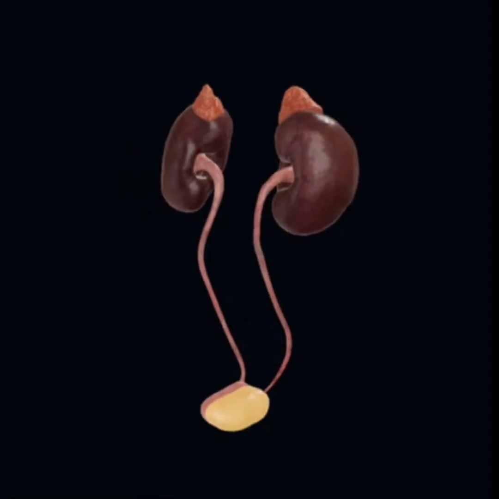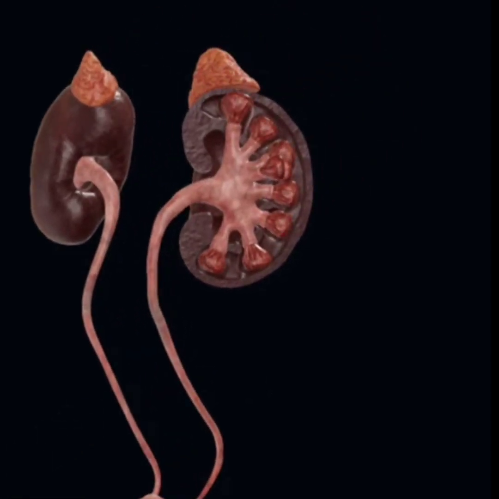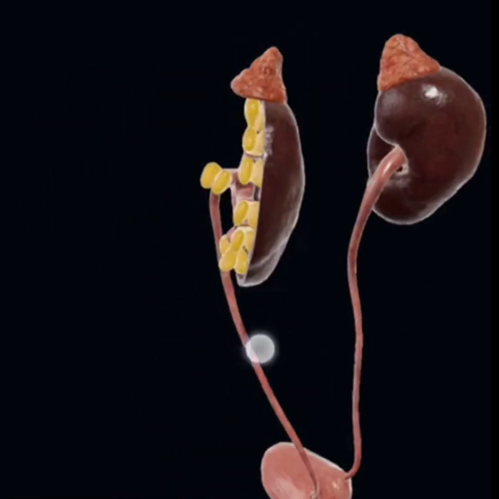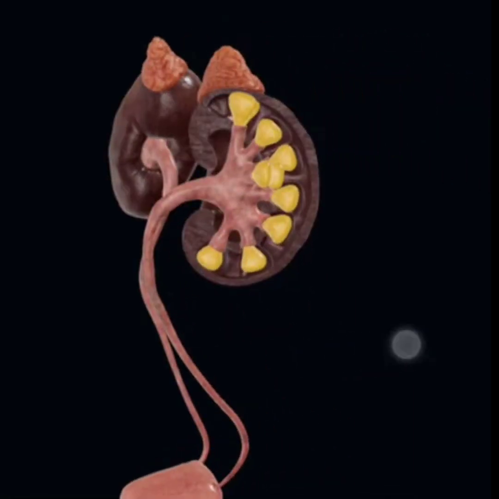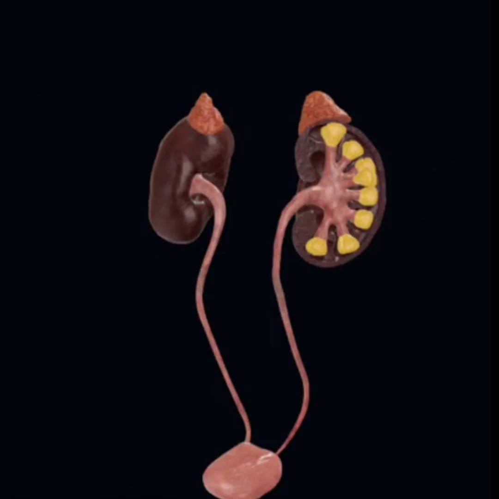Now we dissect the kidney. We see the number of renal pyramids present in each kidney, and these renal pyramids contain the nephrons, which are the structural and functional unit of the kidney. They filter the blood and excrete the urea, uric acid or waste products into the minor calyces, and these yellow points are called minor calyces.